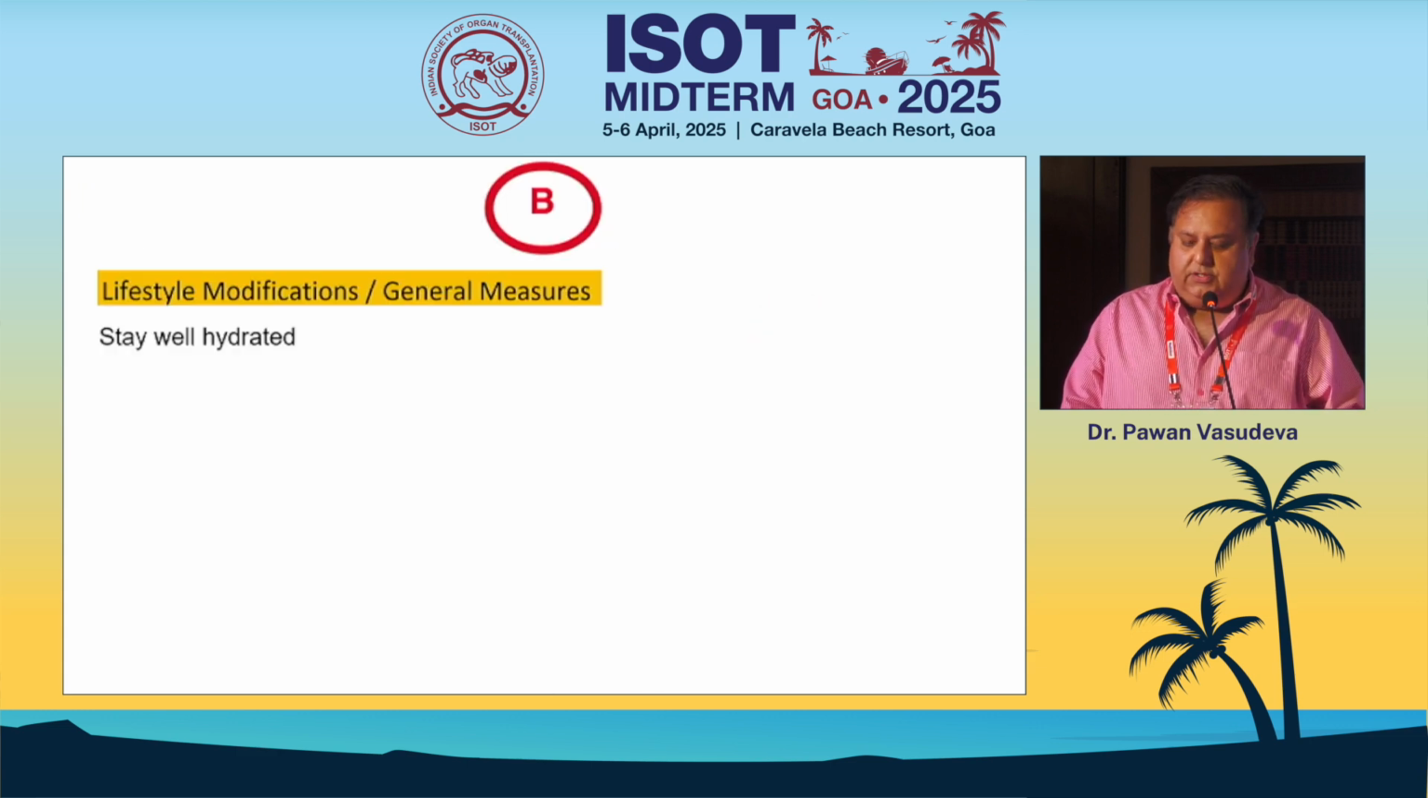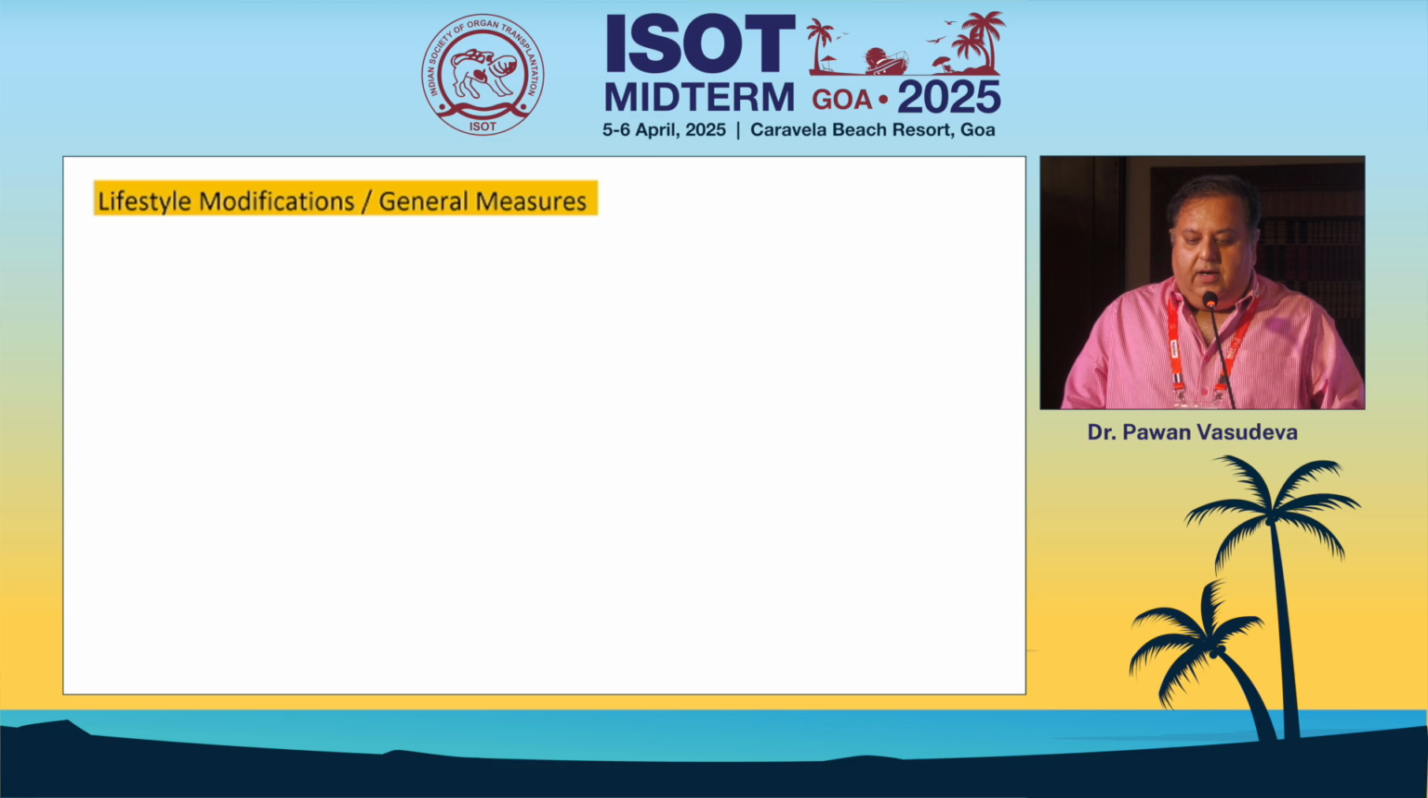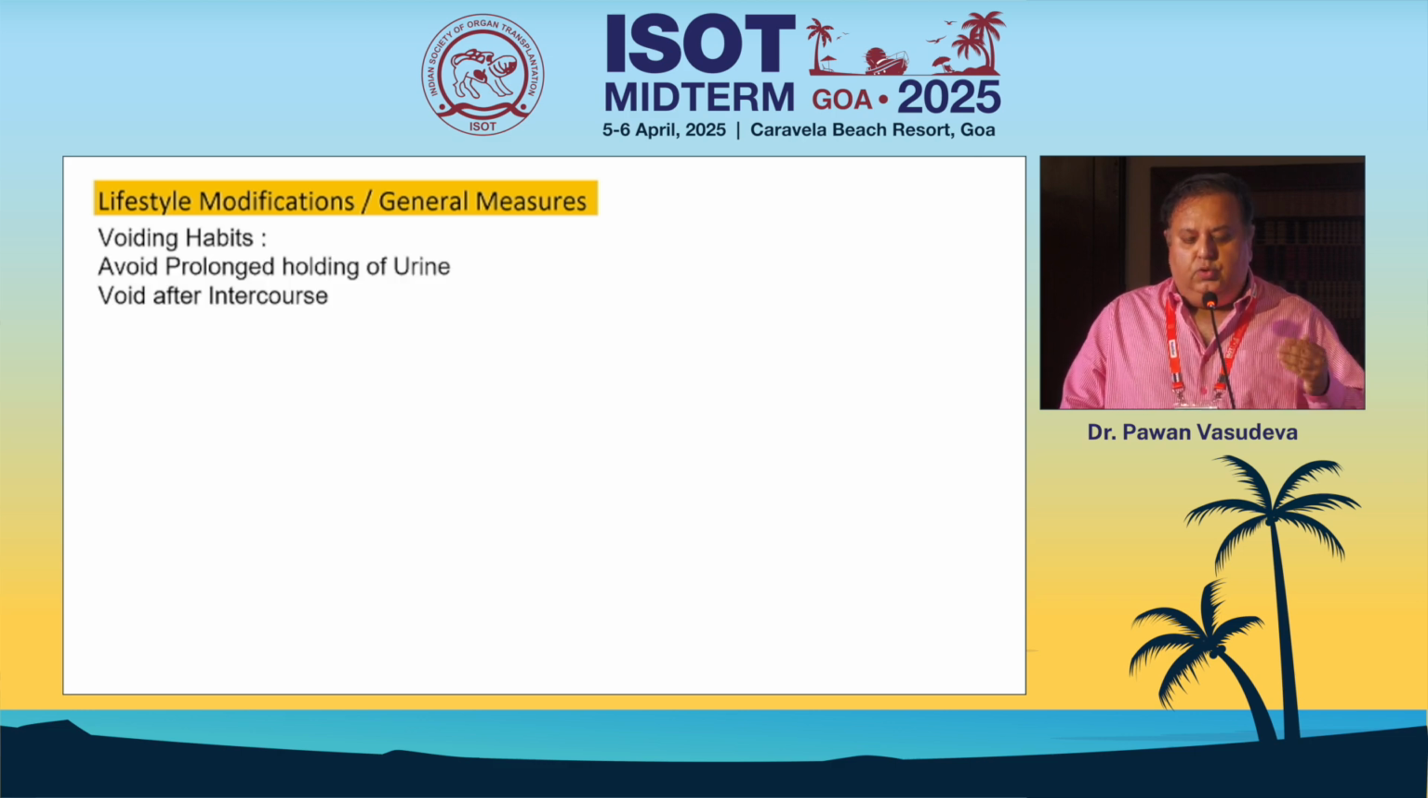Lifestyle modifications. So fluid is important, and there has been an RCT which showed that in pre-menopausal women who drink more fluid, there is a significant decrease in the mean number of cystitis episodes, and also a significant increase in the mean time interval between cystitis. So stay well hydrated. Other general measures: you shouldn't be holding urine for too long.